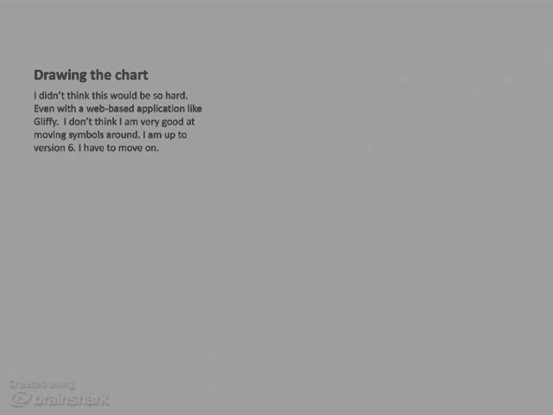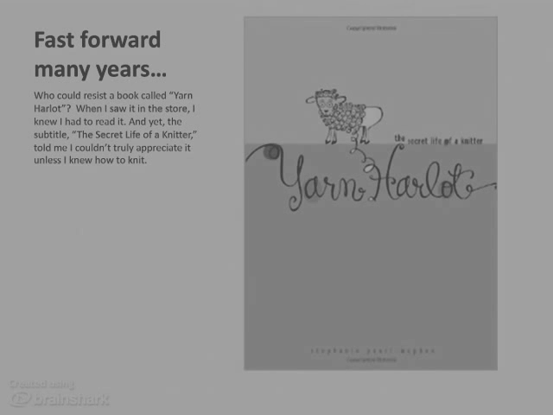So I'm going to take a little bit of a break from this and go back to the knitting story that I started at the very beginning. Don't worry, you will find out what happens with the flowchart. On this slide, you can see a book that I saw at a local bookstore, and it's called Yarn Harlot, The Secret Life of a Knitter. And for some reason, this title just grabbed me, as did this picture of this poor little lamb whose wool from his fleece is being sort of knit off of him.